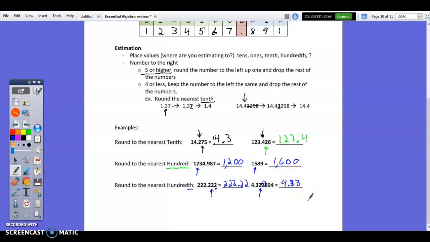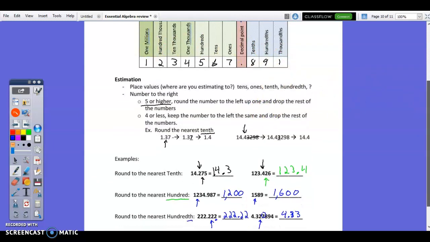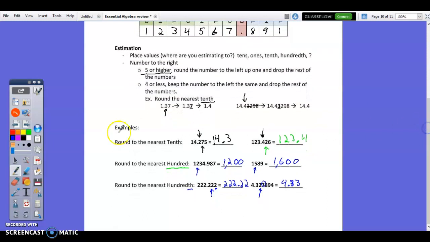Okay, so that's rounding and estimating. We're always looking to the number just to the right of the place value we are going to. So you need to be familiar with your place values to be able to round numbers.